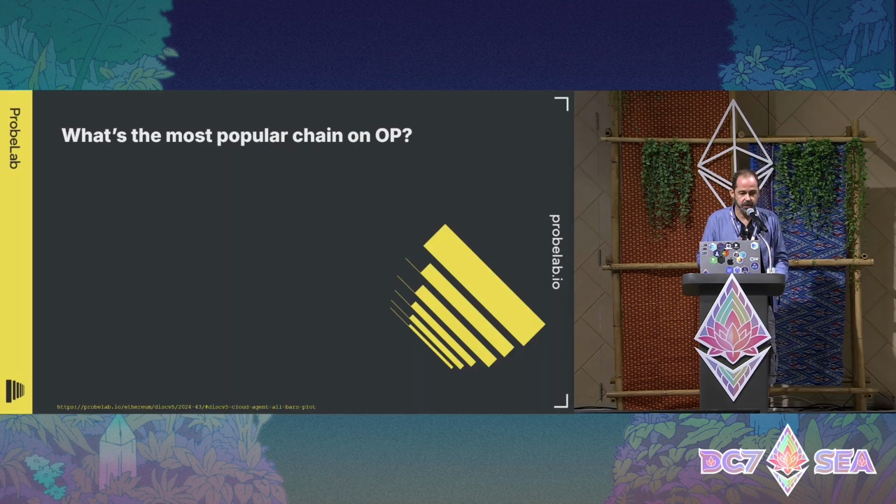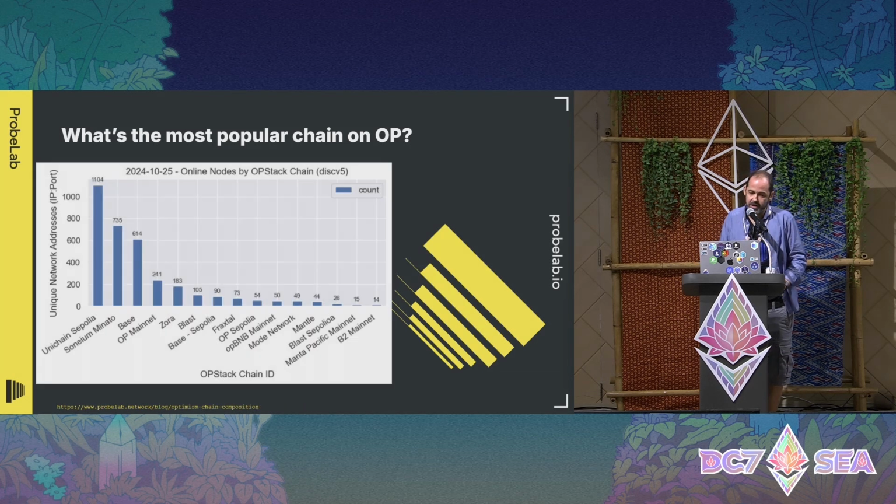So you can find other things like, what's the most popular chain on Optimism? Any ideas, anyone? Base? No. This is a pretty recent result, and we found that it is actually Unichain by far. So yeah, this is pretty recent. If you think we're missing something, you can come talk to us. We can argue and have another look later to figure out if we're correct or not.